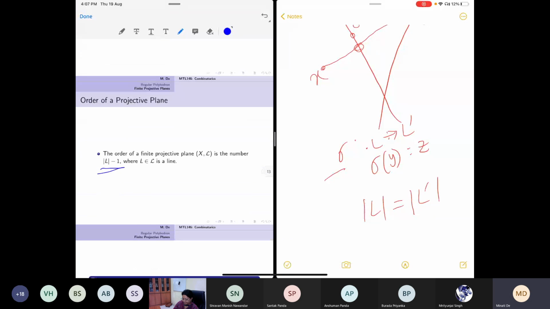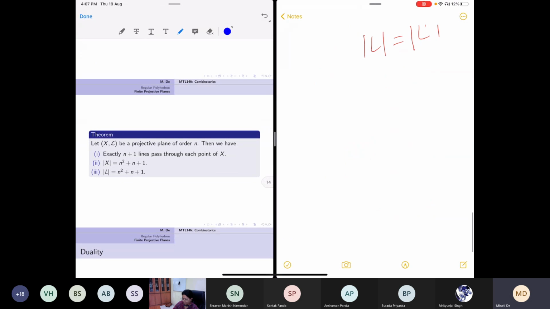Okay. Very good. Now let's come back to the main theorem. So what it says, let's say I have a finite projective plane. Then we should have such things. So what are the things? We are saying that you consider any point in your finite projective plane. It should pass through exactly n plus 1 lines, right? N plus 1 lines should pass through that point. You consider any point, and this is true for every point.